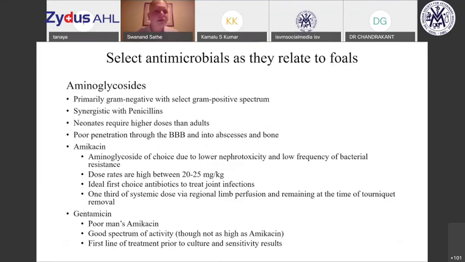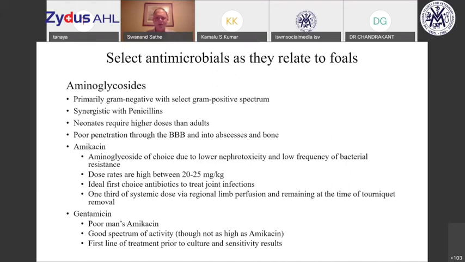So aminoglycosides are among the most commonly used first-line treatment drugs in foals. They have a primarily gram-negative spectrum, with a very few select gram-positive spectrums as well. They act synergistically with penicillins, and the thought process behind it is that penicillins, being beta-lactam antibiotics, will destroy the cell wall of these bacteria, and that gives aminoglycosides greater penetrability inside the bacteria to cause damage.